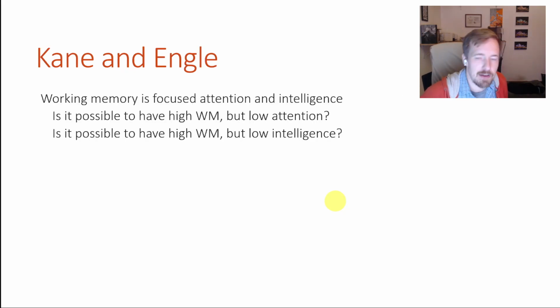And then finally we have Kane and Engel. Kane and Engel are some researchers from Georgia Tech, and their whole idea was very similar to one of the ideas that I talked about earlier, which is that working memory is just a kind of combination of attention and intelligence. That whenever we're talking about working memory, what we're talking about is our ability to focus attention and our ability to reasonably react to those things.